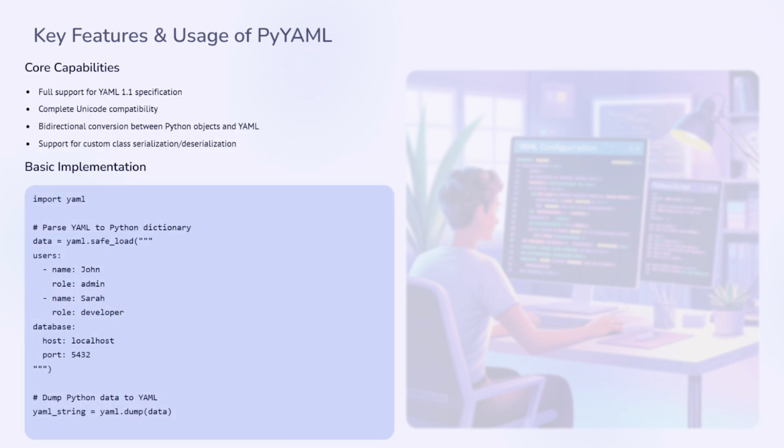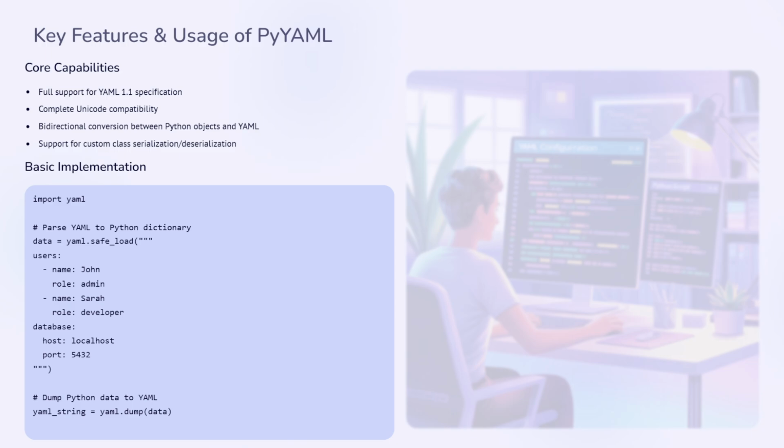So the core capabilities or the features of PyYAML include full support for the YAML 1.1 specification, complete Unicode capability, bidirectional conversion between Python objects and YAML, and then support for custom class serialization and deserialization.